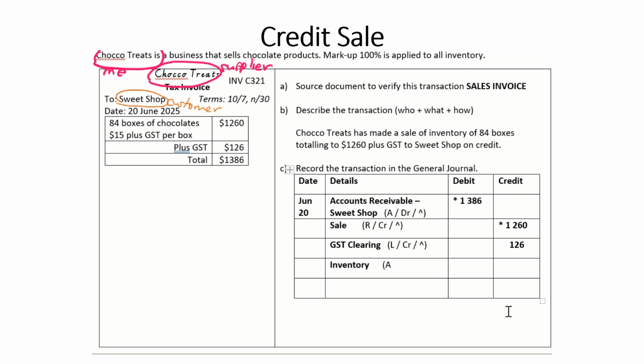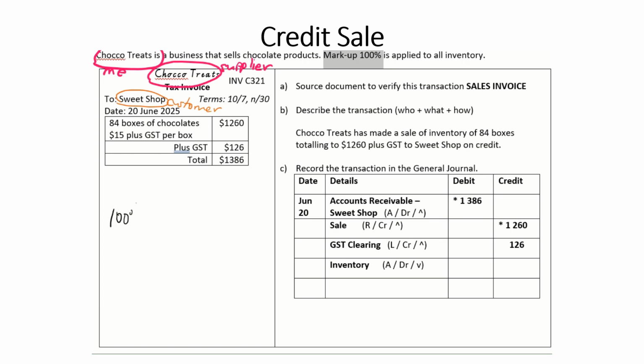We have sold inventory, so we need to recognize the cost price of the inventory that was sold, and that's an asset, debit. The inventory is going down because we have just made this sale. So inventory going out. We need to work out the cost price of the inventory that was sold. To do that, we look at the markup of 100% that we are told, and we're going to do this calculation right at the bottom here.